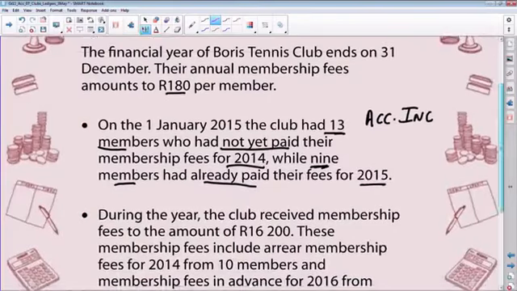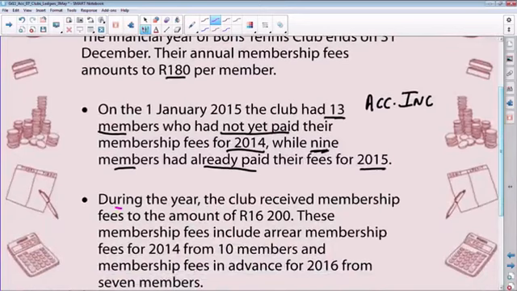Okay, next bit of info. During the year, the club received membership fees to the amount of 16,200. So they're telling you the club received membership fees amounting to 16,200. These membership fees include arrear membership fees for 2014 from 10 members.